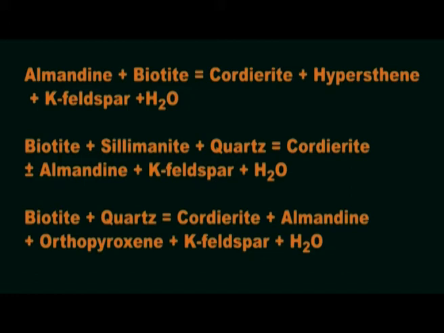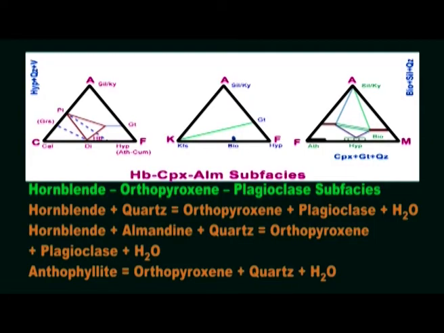Second, biotite plus sillimanite plus quartz give rise to cordierite plus or minus almandine plus potash feldspar plus water. Another reaction is biotite plus quartz give rise to cordierite plus almandine plus orthopyroxene plus potash feldspar plus water. Hornblende orthopyroxene plagioclase subphases. On the basis of ACF, AKF and A-F-M diagrams, the following assemblages are observed.